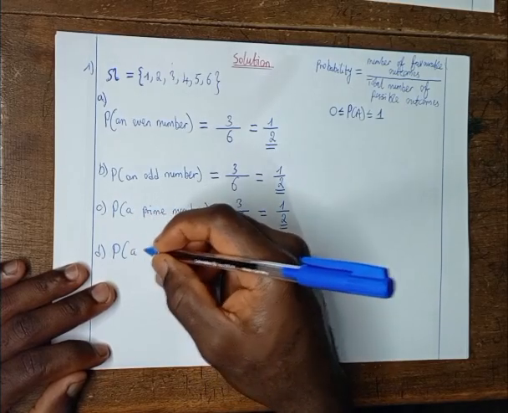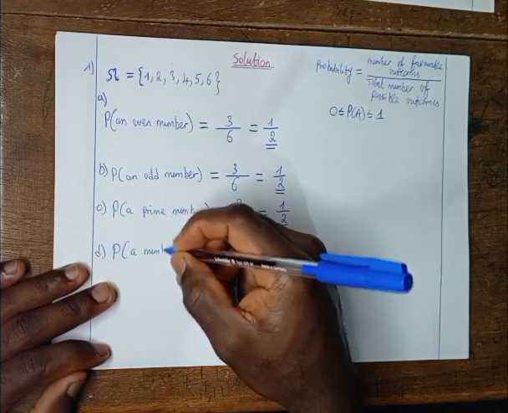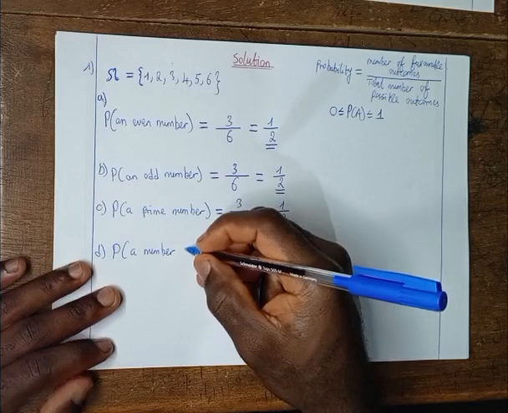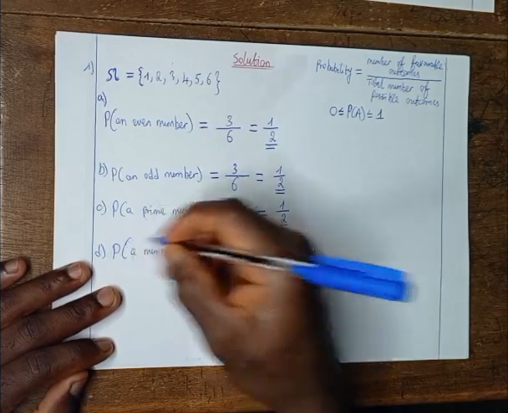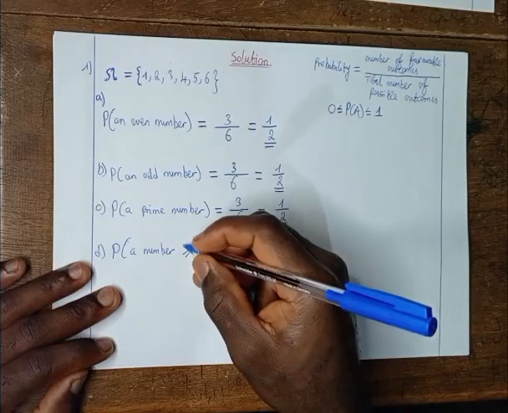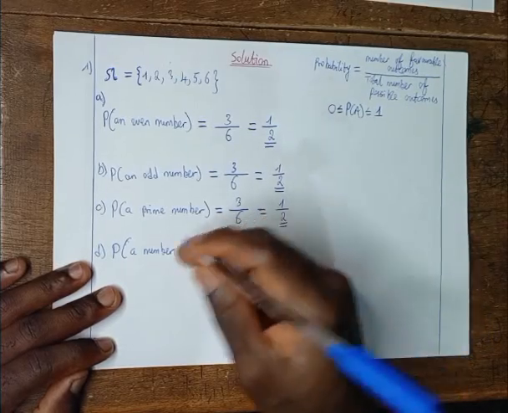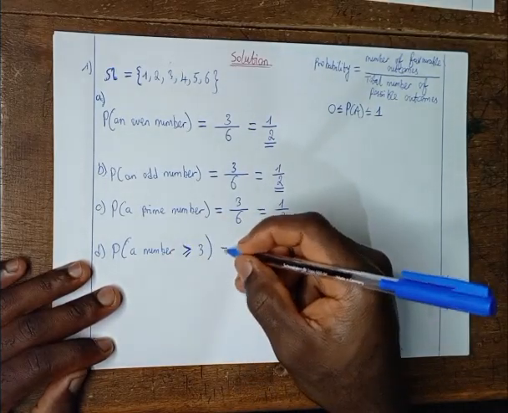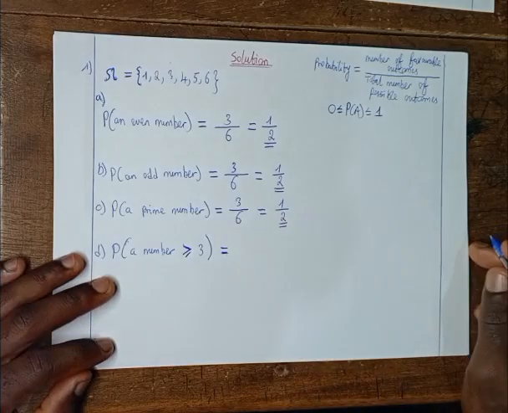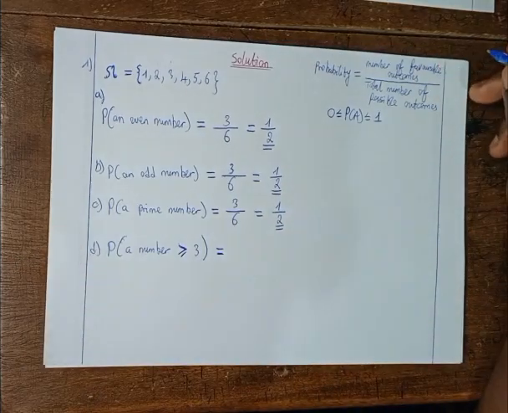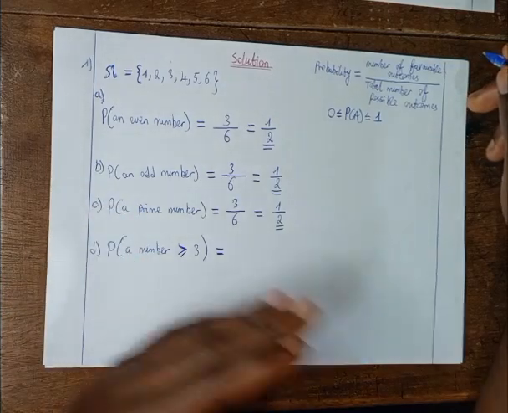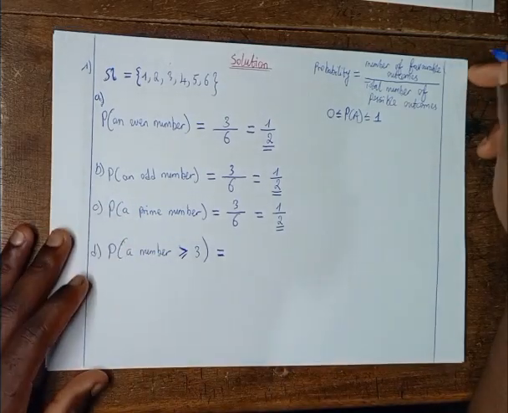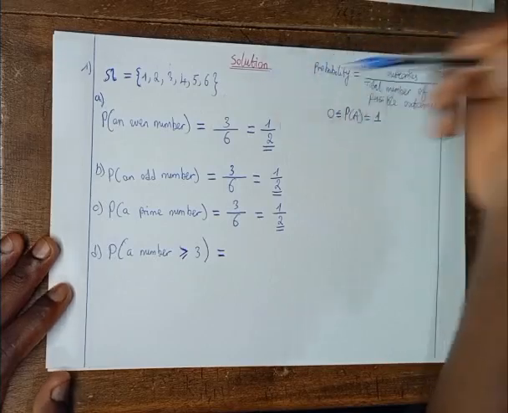Probability of getting a number which is greater than or equal to 3. We know this symbol stands for greater than or equal to. In this case, we need the number of favorable outcomes. And in this case, the favorable outcomes are those numbers greater than or equal to 3. That means the numbers from 3 right up to 6.